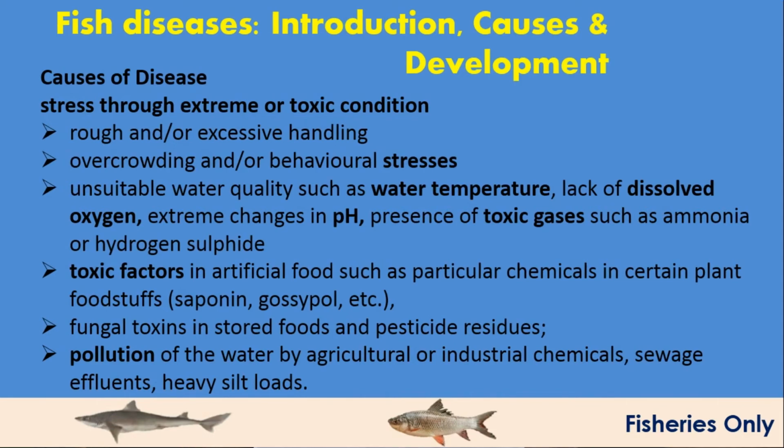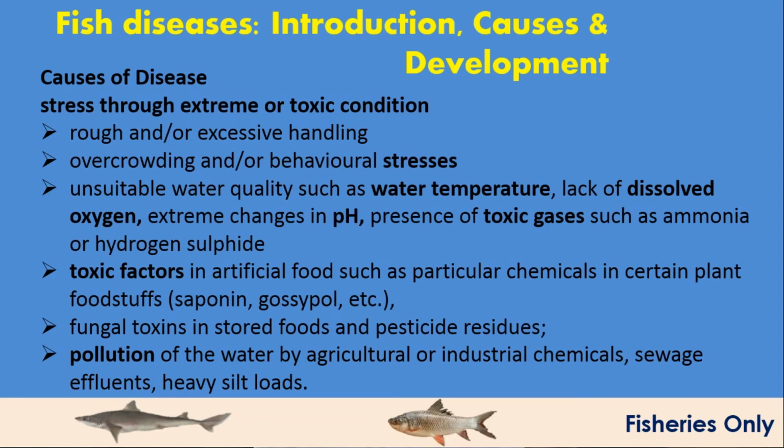The third cause of disease occurring is stress through extreme or toxic conditions. The third main cause is stress on the fishes. The stress may be due to rough and excessive handling of the fishes in a hatchery as well as in a farm, or by transporting them from one place to another.